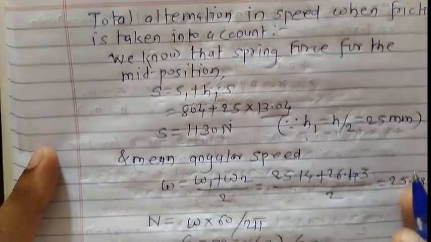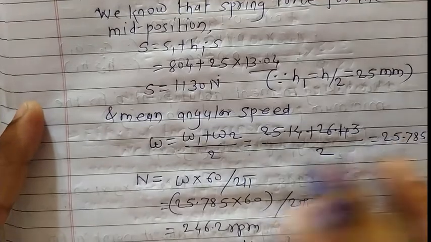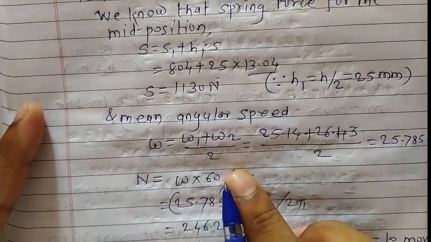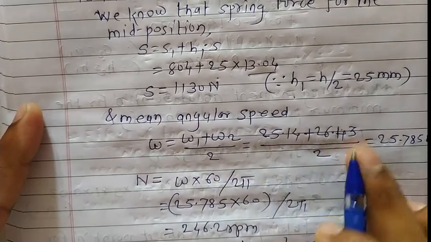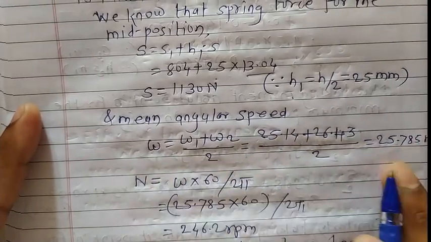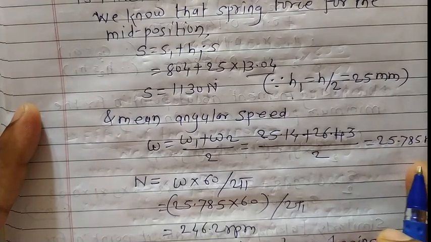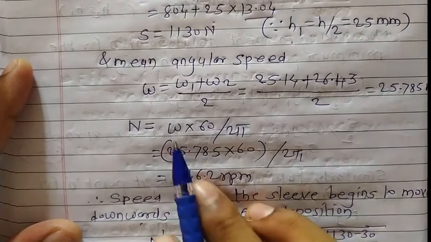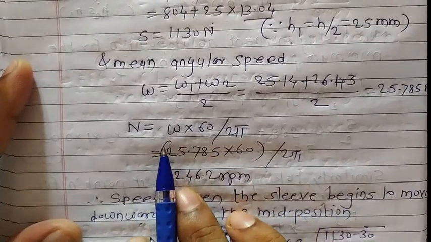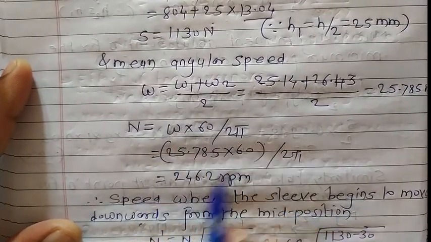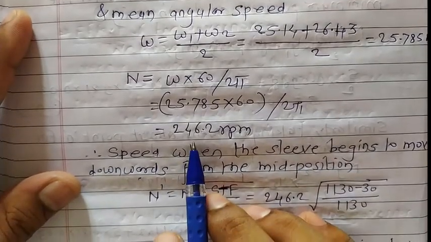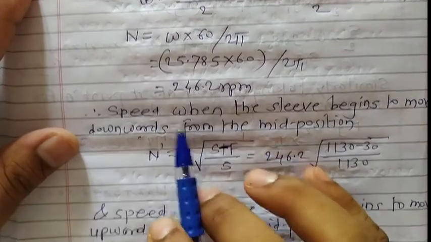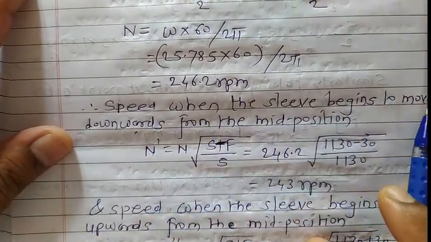The mean angular speed is omega equals omega 1 plus omega 2 divided by 2. With omega 1 and omega 2, we get the value of omega as 25.785 radian per second. Similarly, get the value in revolutions per minute: omega multiplied by 60 divided by 2 pi, so n is 246.2 rpm.